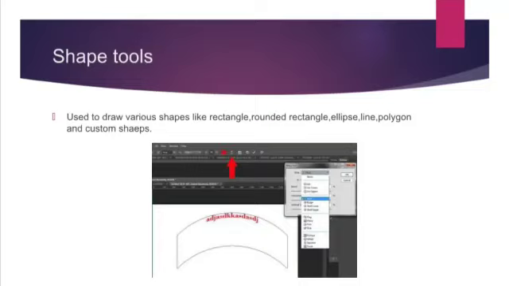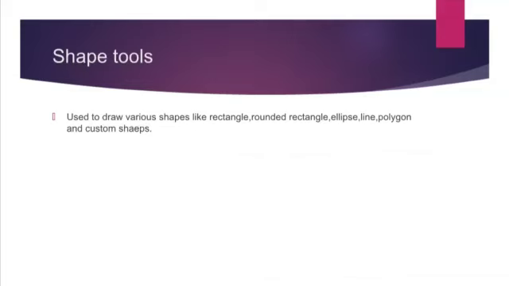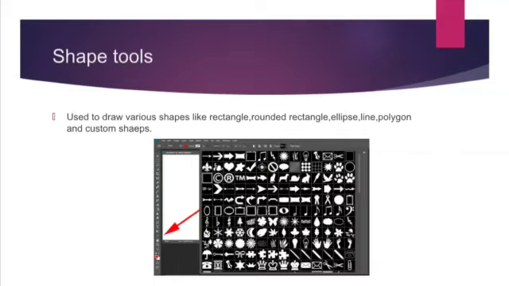The shape tools are used to draw various shapes like rectangle, rounded rectangle, ellipse, line, polygon and custom shapes like animals, objects, symbols, etc. These different types of shapes are available in Adobe Photoshop. So any one of these can be selected by using the shape tool. By filling it, the image will be selected in that shape.